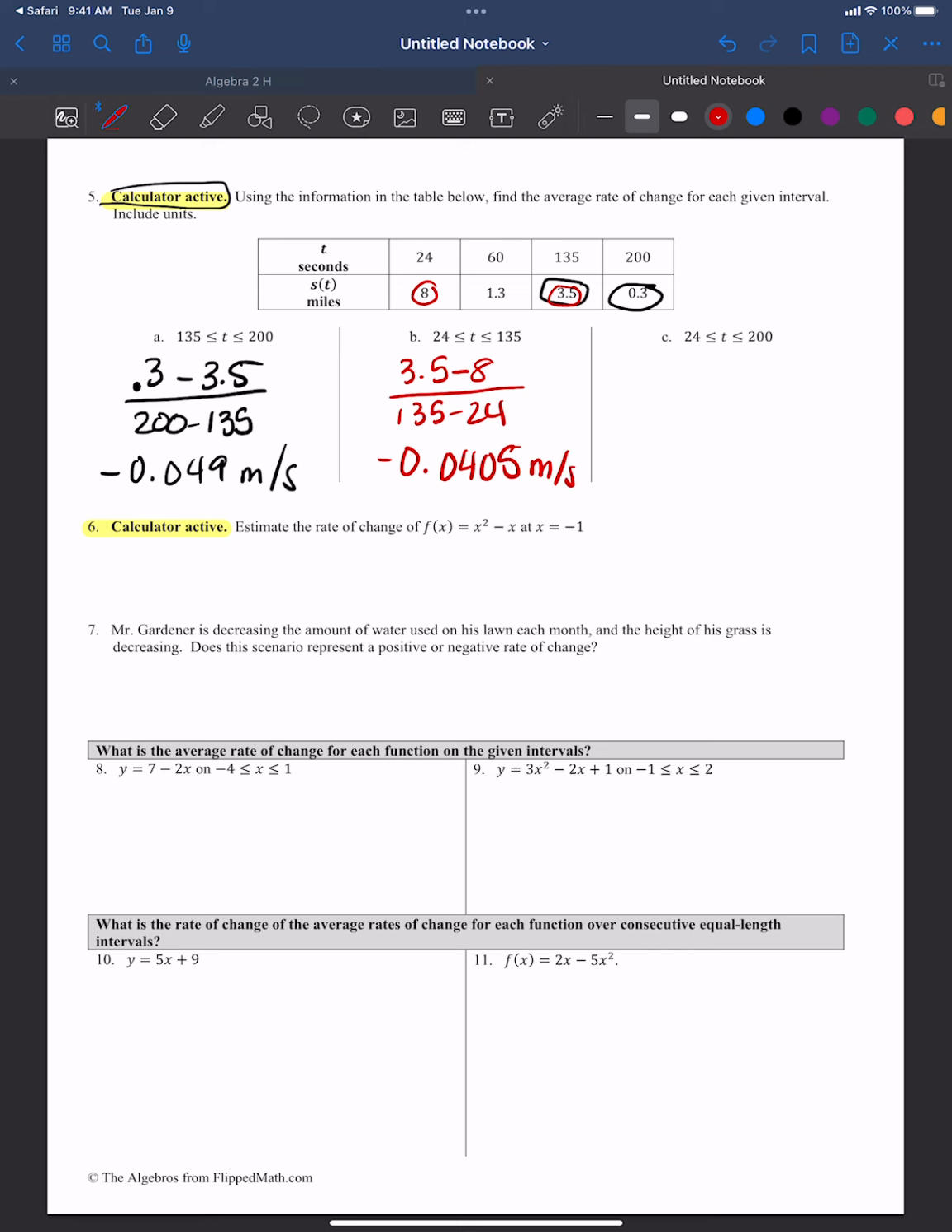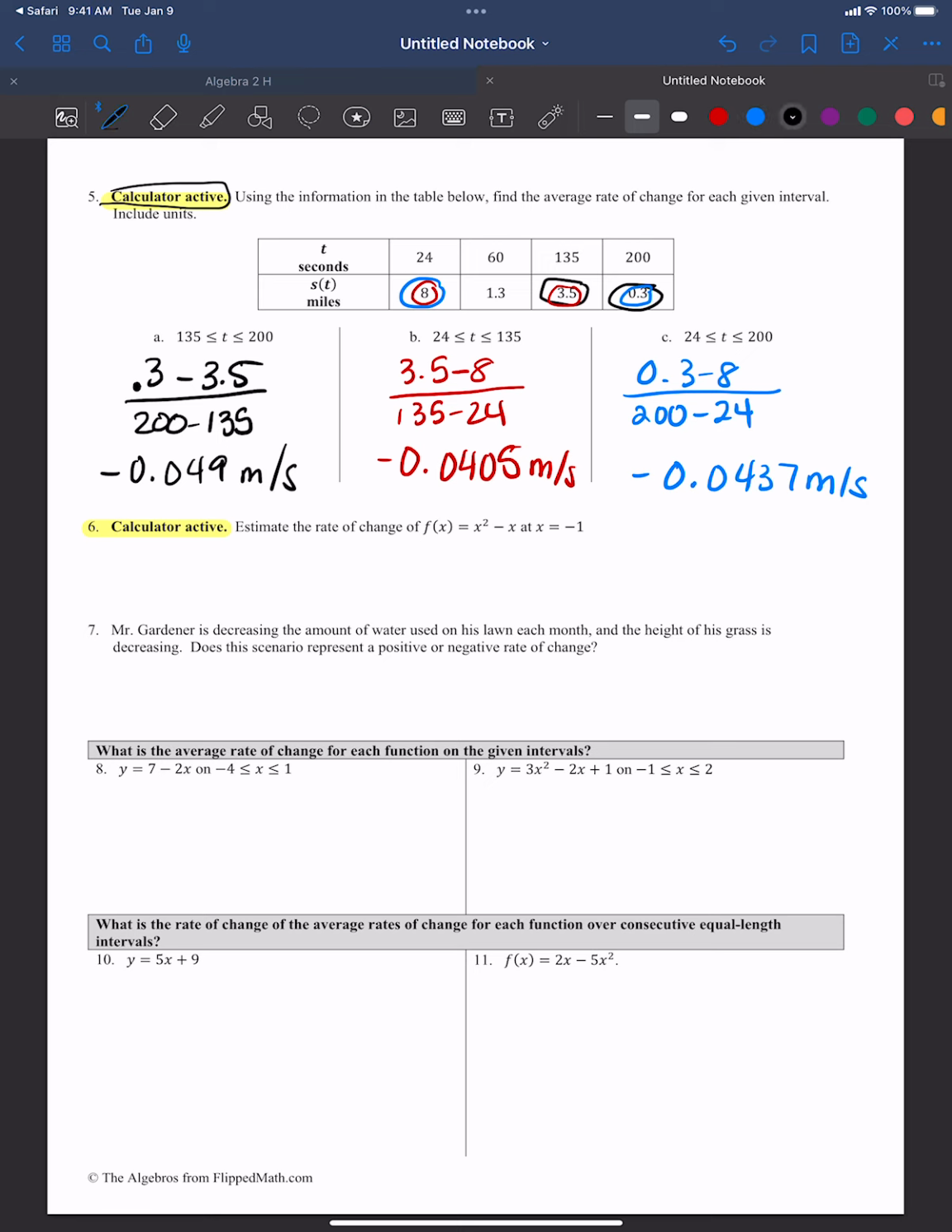miles per second. And then in the last one, I'm looking at that 24, that 8 again, and 200 of 0.3. So 0.3 minus 8 over 200 minus 24. And that's just about -0.0437 miles per second. So again, your answers may be slightly off depending on where you rounded, but as long as you're in the similar area, you should be good, okay?